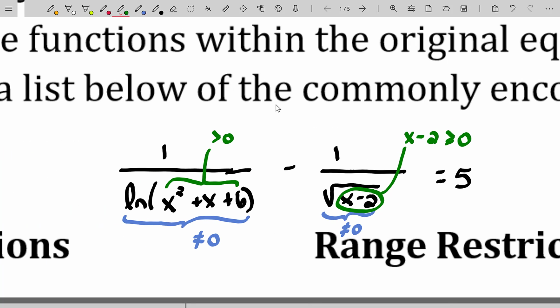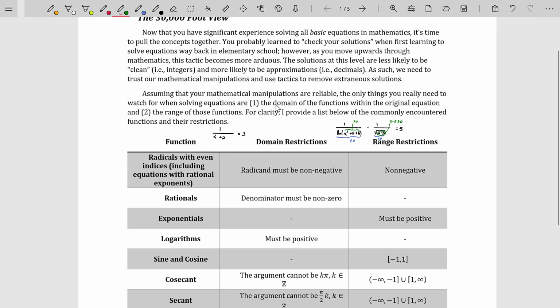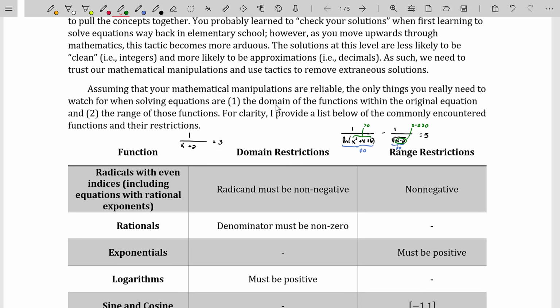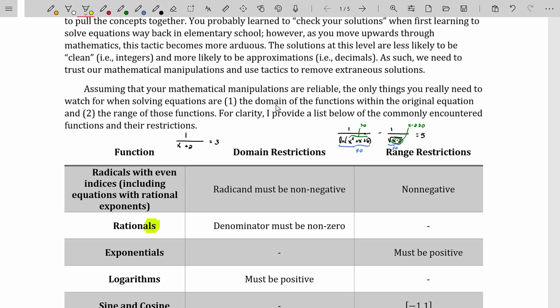But these are how I kind of approach all equations. So I just start breaking it down very simply, stating to myself, what are the domain restrictions that we're dealing with? Because then that limits the possibilities for our answers. Another thing that you have to note is that with rational equations, that's actually what we're talking about in this portion right here, there are no range restrictions in general.